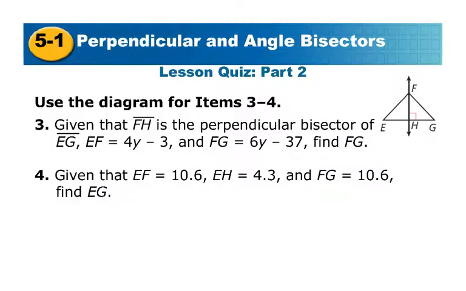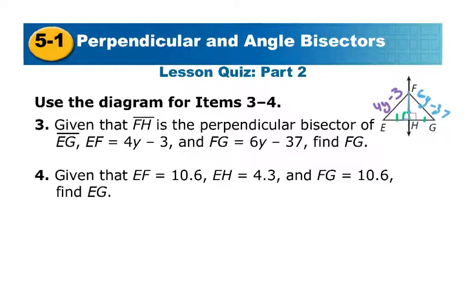Alright, this next one here uses the previous theorem, so the segment bisector theorem. And we're going to be given that FH is the perpendicular bisector, so we are given that this has been bisected. And so those two pieces are the same, and those are both 90-degree angles there. EF, so this hypotenuse here, is going to be said as 4y minus 3. And then this side over here, FG, is going to be 6y minus 37.